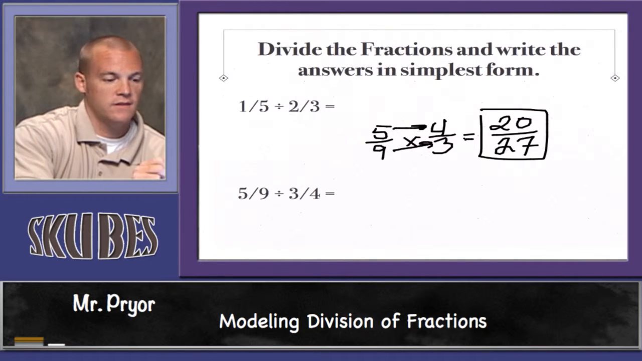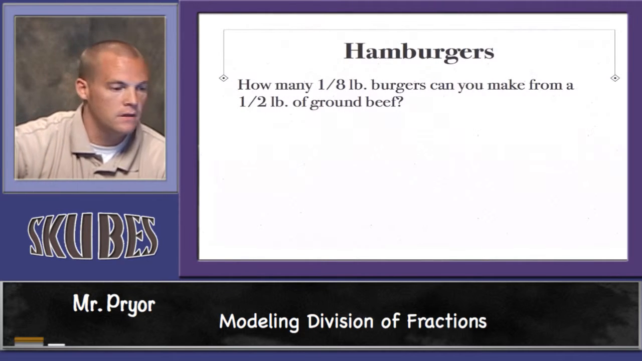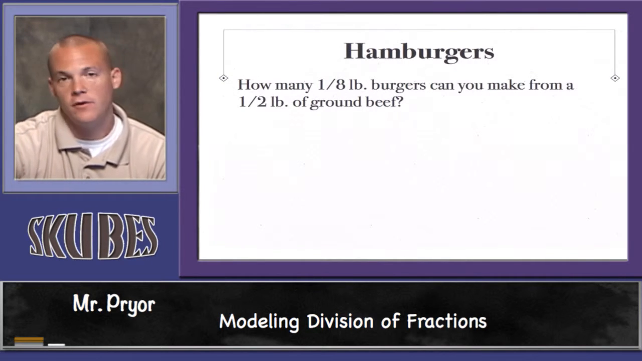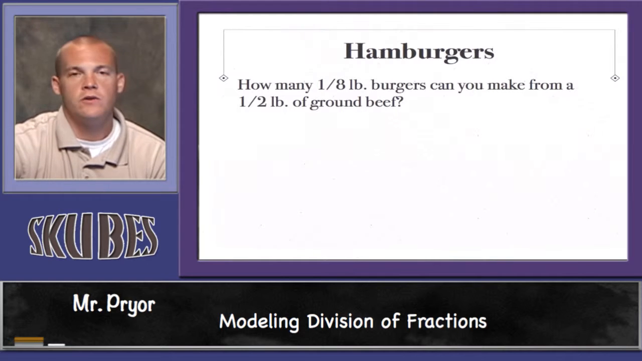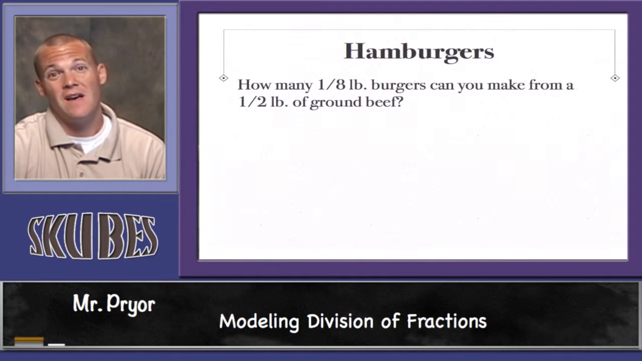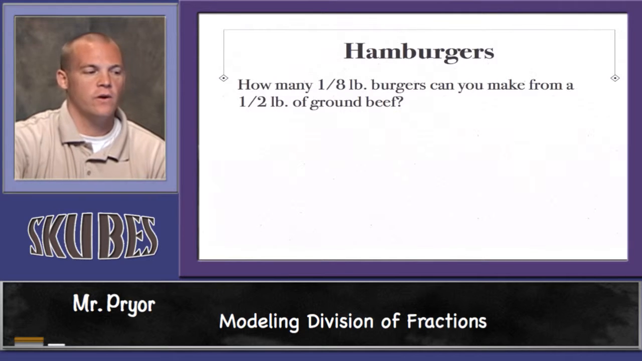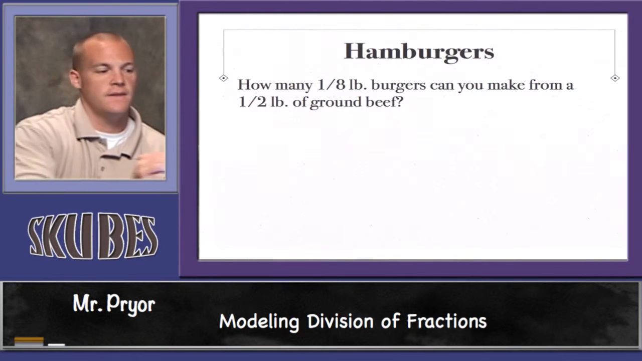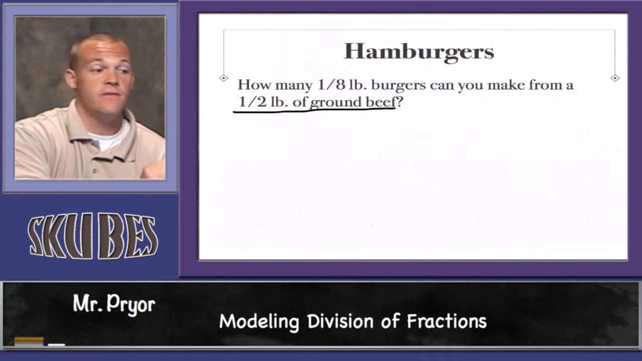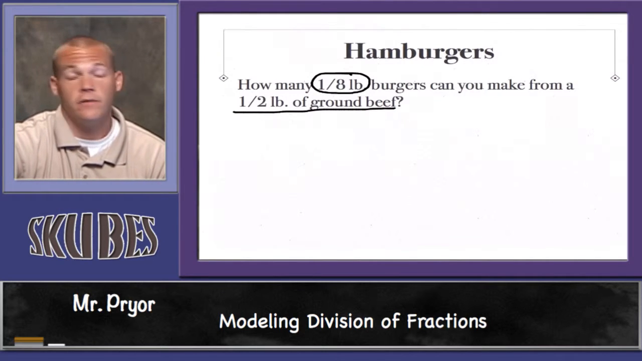Right, so let's take a look at some word problems. How will they modify these to word problems? Well, this is an example. How many 1/8 pound burgers can you make from a 1/2 pound of ground beef? What you have to do when you're doing a division of fractions problem like this in a word problem is first identify that it is actually division. The way that you'll know that it's a division problem is because you are taking a whole or a total of something, in this case, a total of a 1/2 pound of ground beef, and you're trying to figure out how to divide it into 1/8 pieces, or in this case, burgers.